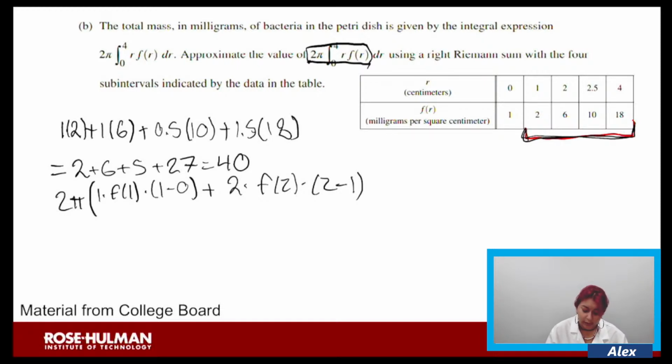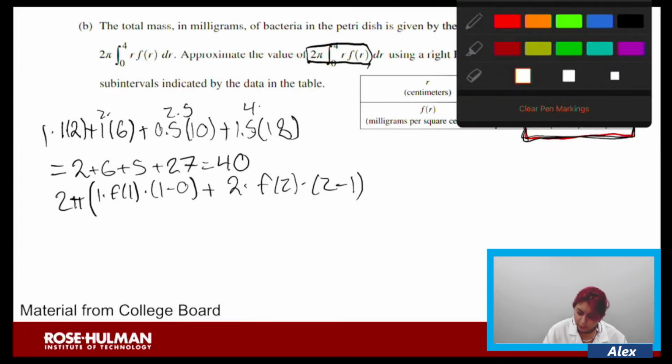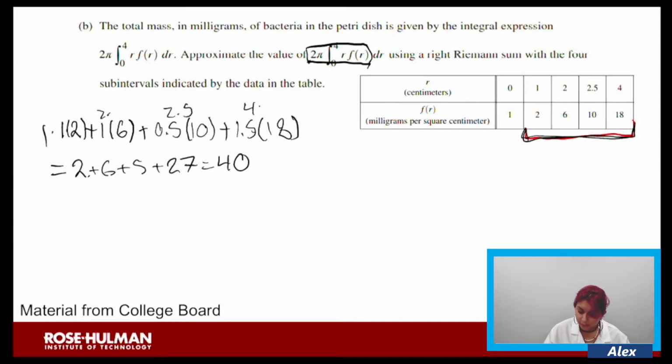So the step that we would add to the work that we did right here is multiplying our r values. So for this one we would multiply 1, for this one we would multiply 2, this one we would multiply 2.5, and for the last one we would multiply 4. Okay, that's my fault for forgetting that we are not just taking the integral of the function, we are taking the integral of the function multiplied by our r values as well as 2 pi.